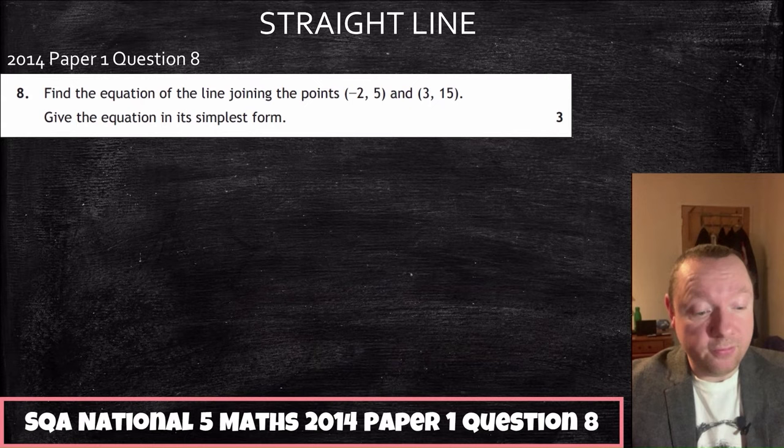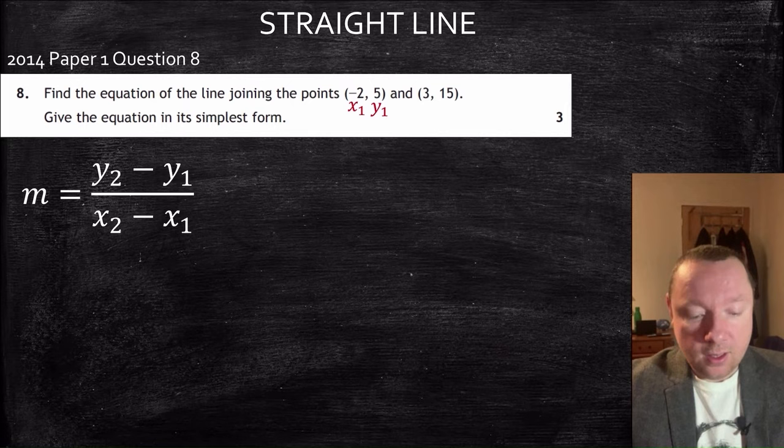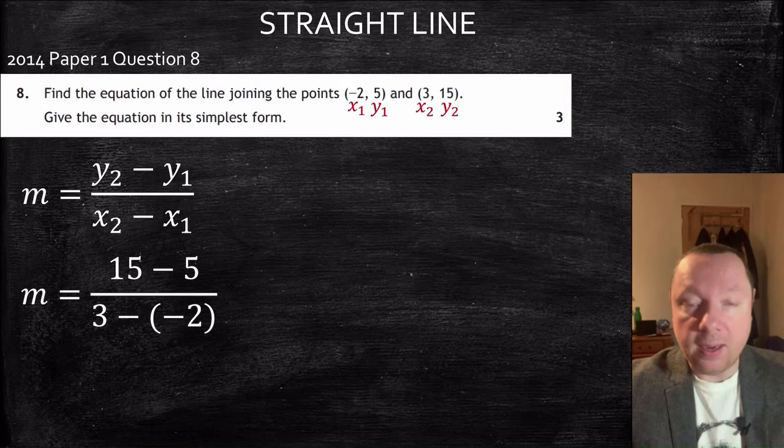National 5 Maths 2014, Paper 1, Question 8. Find the equation of the line joining these points. So you see a pattern here. Is it going to be the same again? Find the gradient. x1, y1, x2, y2. So we get 15 minus 5 over 3 minus negative 2. That's 10 over 5, which is 2.